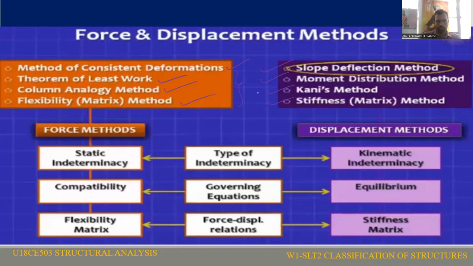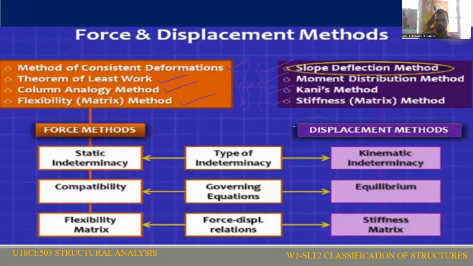Now the structures are classified into determinate structures, indeterminate structures, statically determinate structures, statically indeterminate structures, and kinematically determinate structures, kinematically indeterminate structures. So these are the classifications of structures. These types of structures can be analyzed by using these methods of approach, that is force methods of approach and displacement methods of approach.